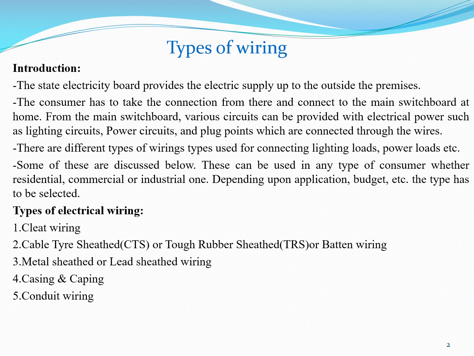So what are the different types of electrical wiring available in the market? I tried to list out the main types of wiring, which include cleat wiring, then cable tyre sheathed, that is CTS, or tough rubber sheathed, that is TRS, or batten wiring. Third type, metal sheathed or lead sheathed wiring. Fourth, casing and capping wiring. And the last type of wiring is conduit wiring.